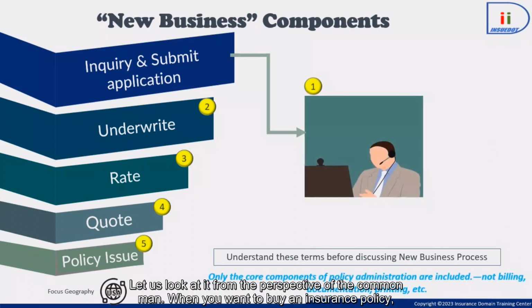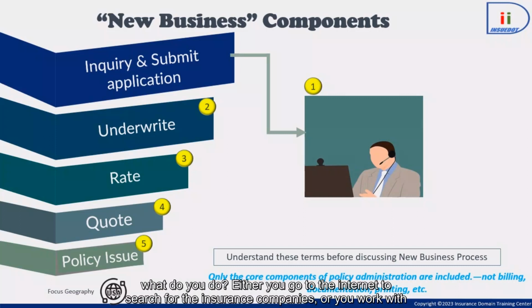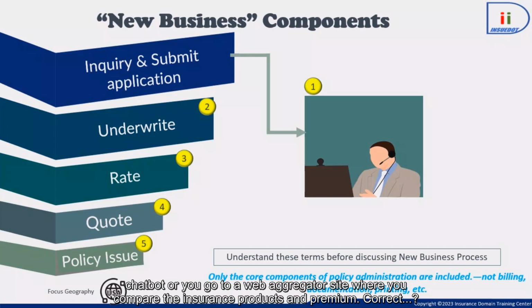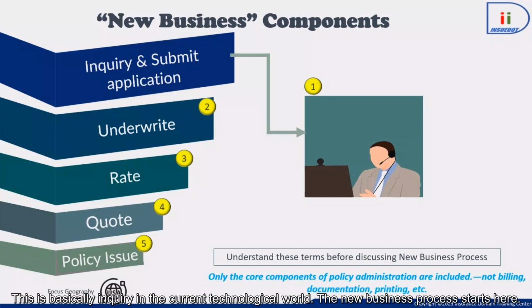Let us look at it from the perspective of the common man. When you want to buy an insurance policy, what do you do? Either you go to the internet to search for the insurance companies, or you work with an intermediary who can provide an insurance product that suits you. Or chat on the web, maybe a robotic chatbot, or you go to a web aggregator site where you compare the insurance products and premium. Correct. This is basically inquiry in the current technological world.